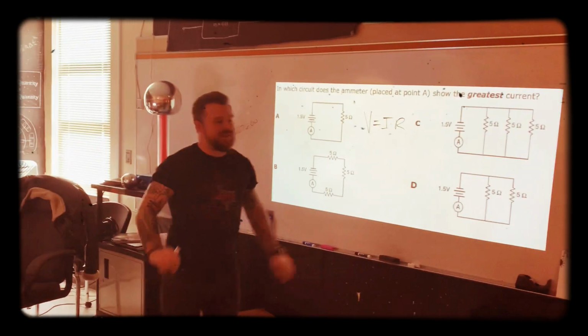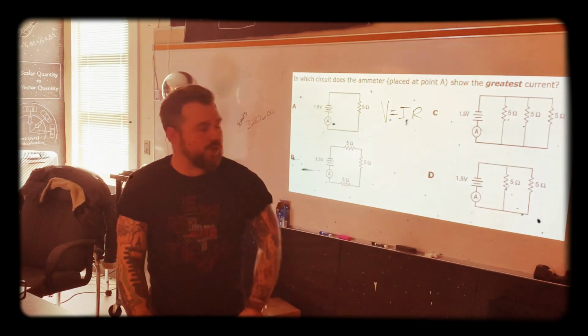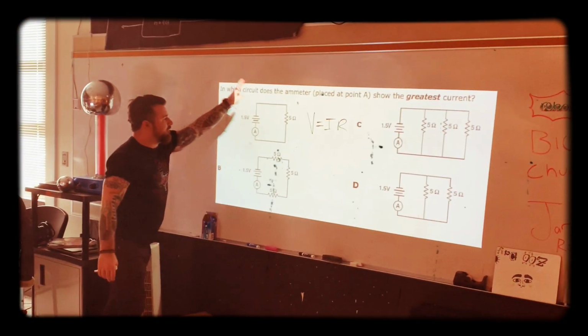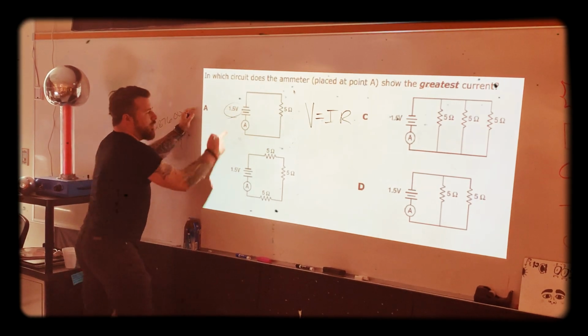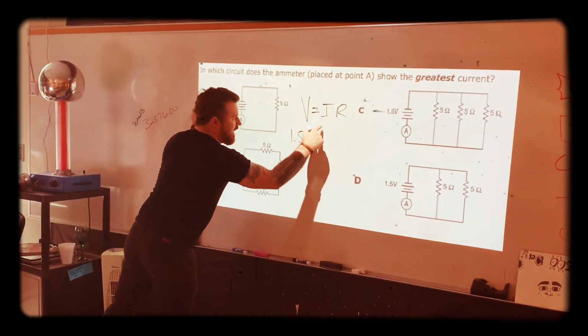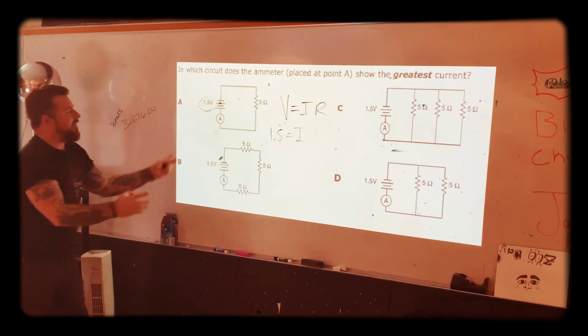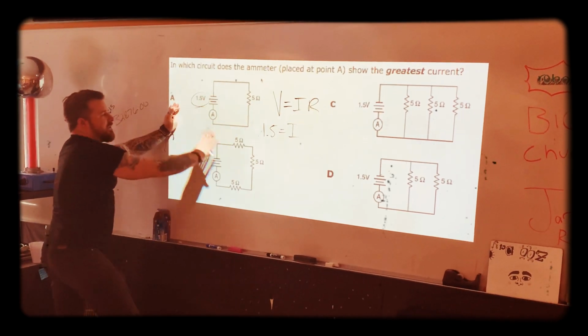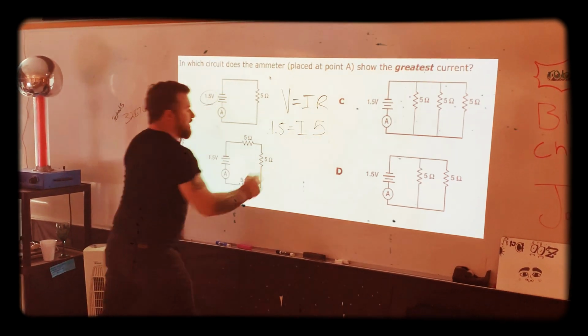Two big differences between the series and the parallel circuit. It's all about how we add up that total resistance. Let's do this. What is the voltage in this circuit? 1.5. That's right, 1.5 is going to equal the current right there. I don't know it. And then the total resistance. What's the total resistance? 5. All right.